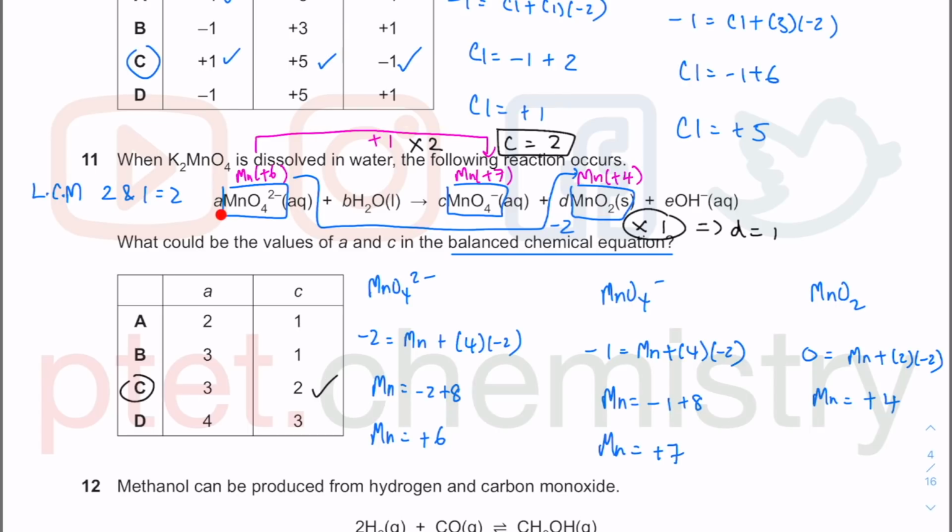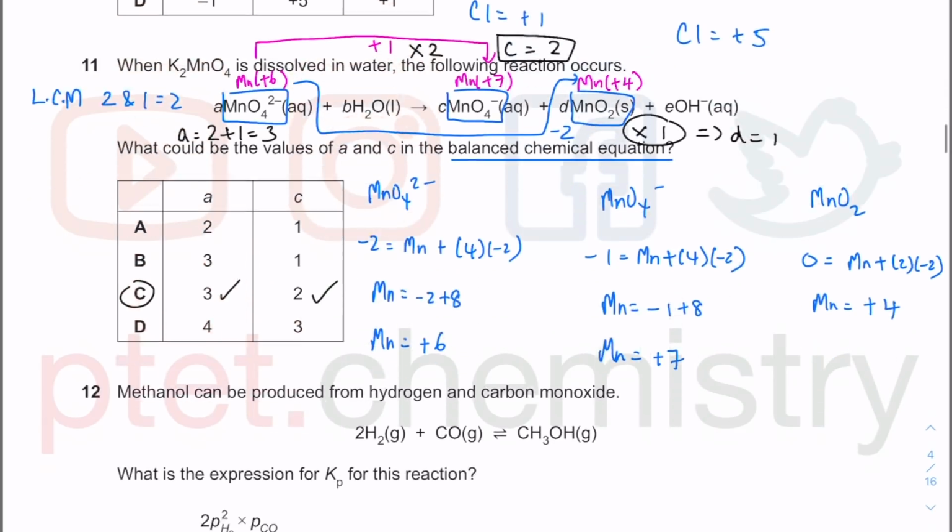And why in the world is this 3? Because here you get 2 manganese, and here you get 1 manganese. So 2 plus 1 manganese will give you 3 manganese. A equal to 2 manganese for C, and then 1 manganese for D. So 2 plus 1 equals 3 there. So that's why C is the correct answer there.